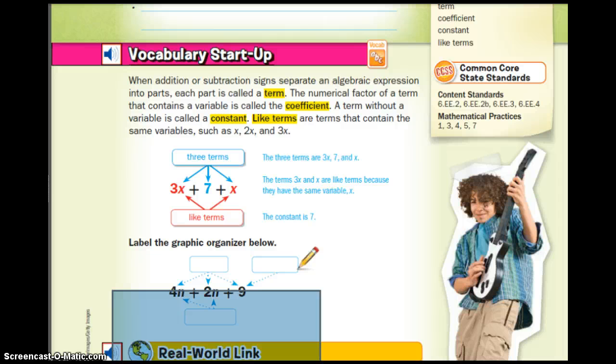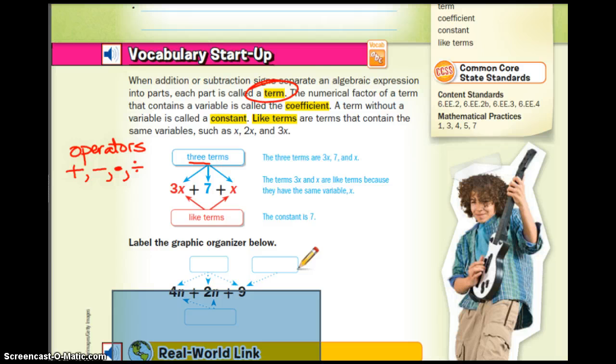We have the word term. So the word term: each part of an expression is divided into terms and separated by operators. So your operators are add, subtract, multiply, and divide. So in this case, we have three terms, 3x, the 7, and the x.